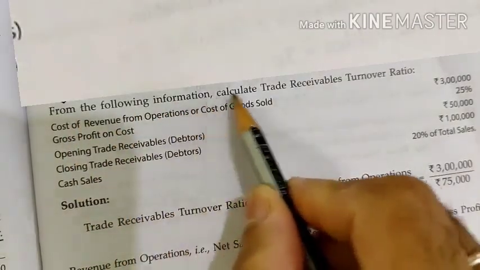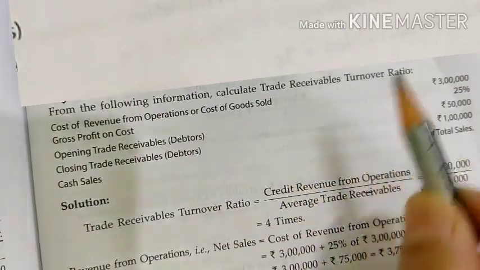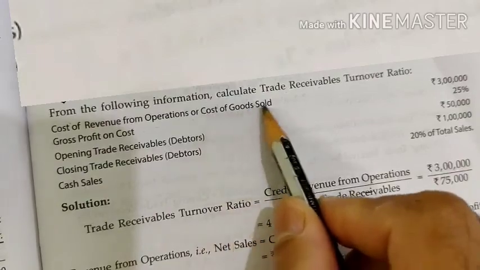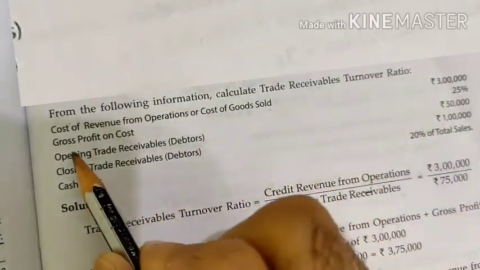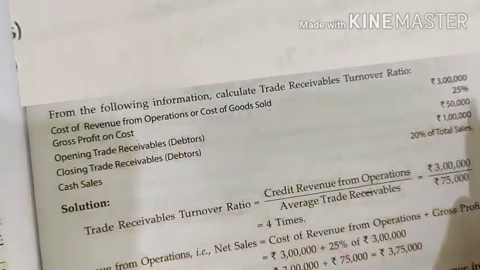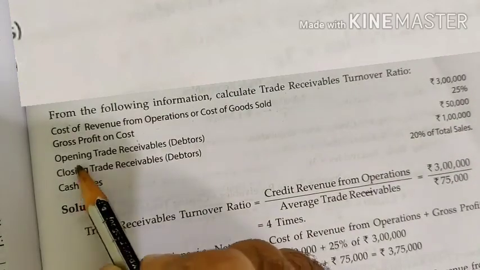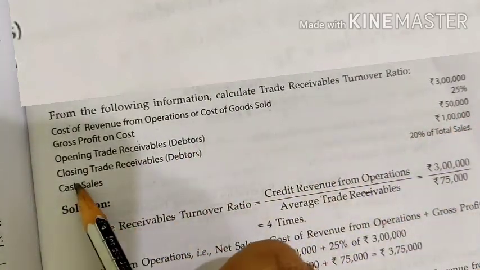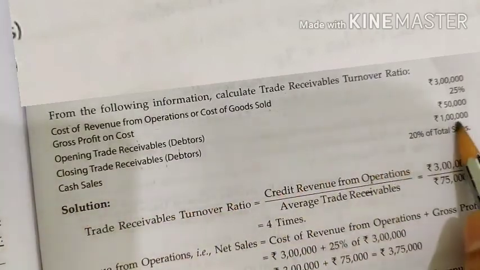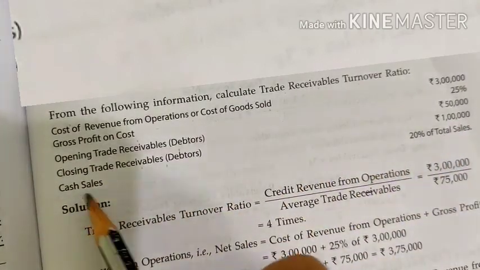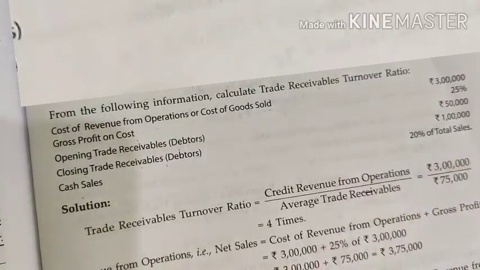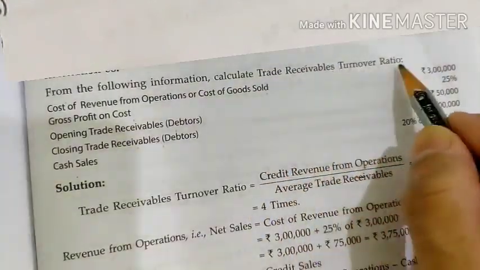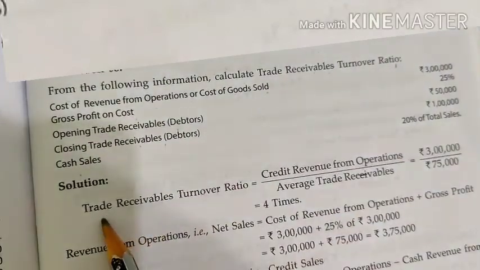From the following information, calculate trade receivable turnover ratio. Cost of revenue from operation or cost of goods sold is given to you 3 lakhs. Gross profit on cost is 25%. Opening trade receivables, that is 50,000. Closing trade receivables, that is 1 lakh. Cash sales is 20% of total sales. Now what are you asked to do? Trade receivable turnover ratio. We have the formula.